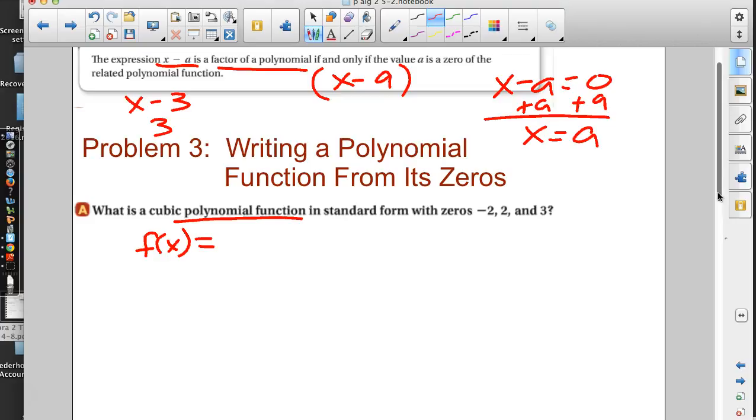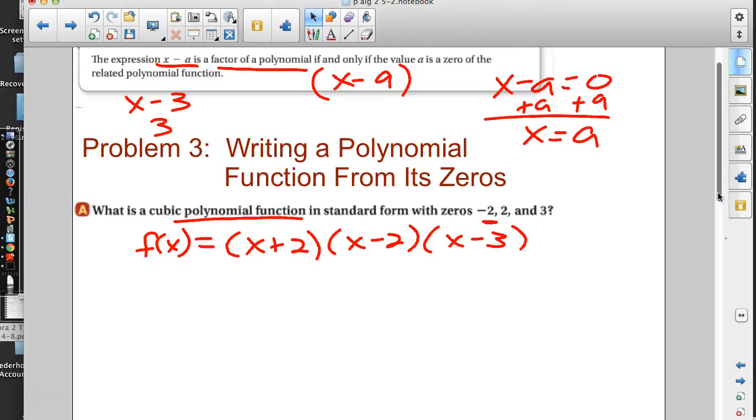So now, how did they get a -2 for the zero? Well, it had to be x plus 2. Because when you put -2 plus 2 in there, it's 0. So how did they get 2? Well, that must have been x minus 2. Thinking about that x minus a formula. And then the 3 came from x minus 3. Now we're not done, but that's a really powerful first step.